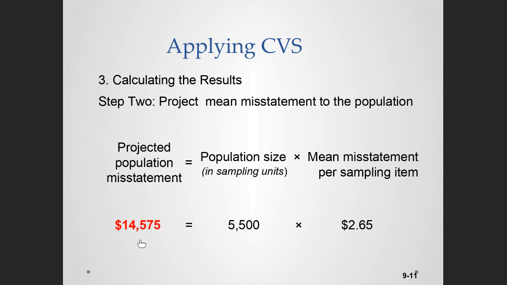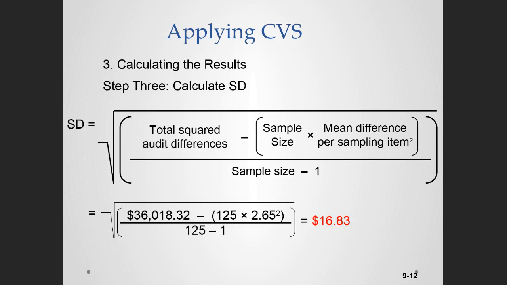Now we have only 3 slides left in this entire chapter, and this is also one of the difficult points in the entire course. So follow along very carefully with what we're going to do next. We have this projected population misstatement that we think is in the population. Next step is we have to calculate something called a standard deviation to complete our calculation. How is this calculated? The formula is as follows.